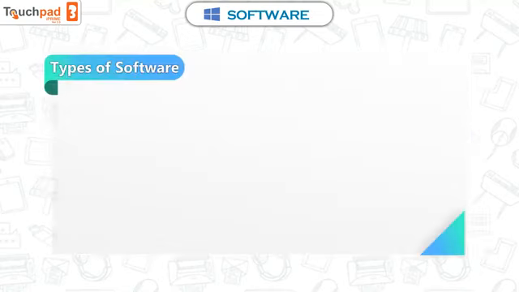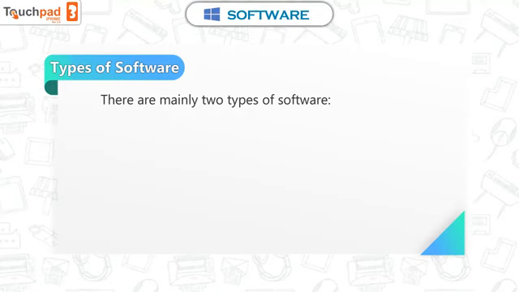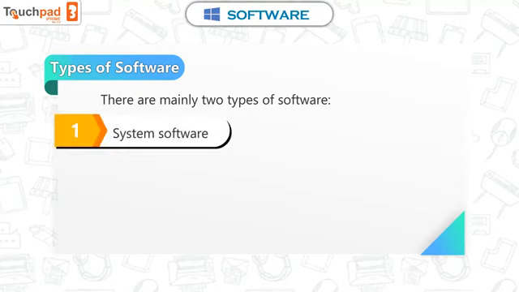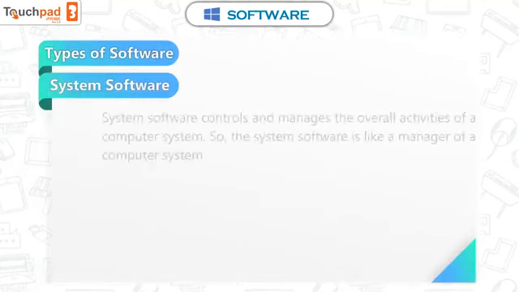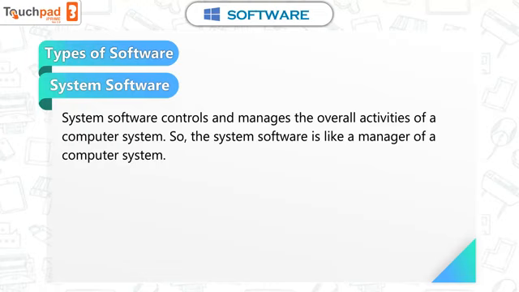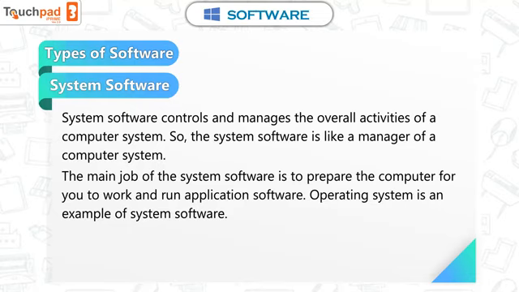Types of software. There are mainly two types of software. 1. System software. 2. Application software. System software. System software controls and manages the overall activities of a computer system. So, the system software is like a manager of a computer system. The main job of the system software is to prepare the computer for you to work and run application software.